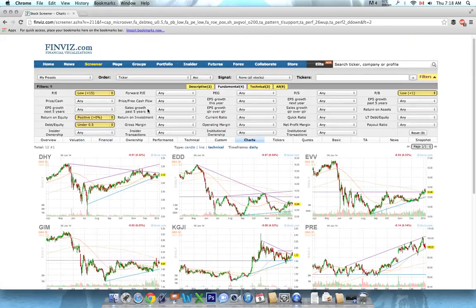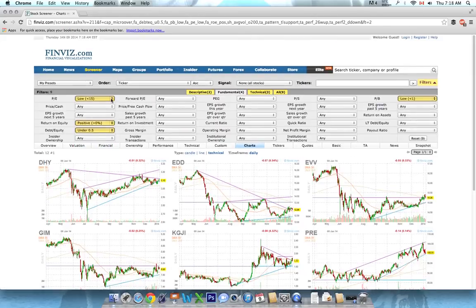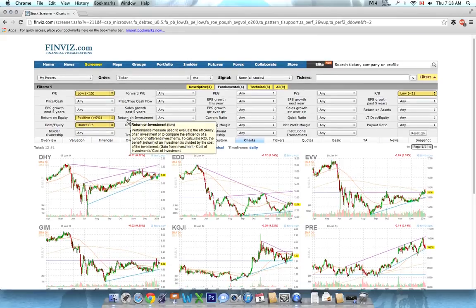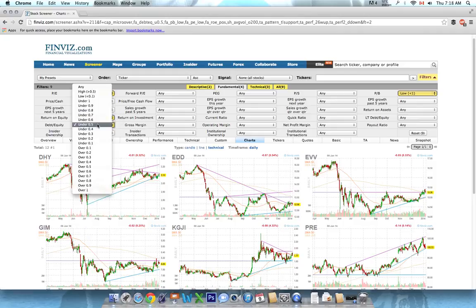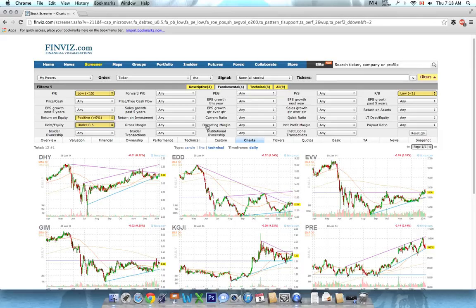Now, fundamentally, I always want to have a margin of safety or some degree of reassurance that I'm not overpaying for a stock. So in this case, low PE, low price to book, positive return on equity, and reasonable debt limits. So that kind of gives us a baseline for stocks that, although they may have some problems with them, we're not paying an egregious amount for earnings or for the assets of the company. And they're probably not going to go bankrupt anytime soon.